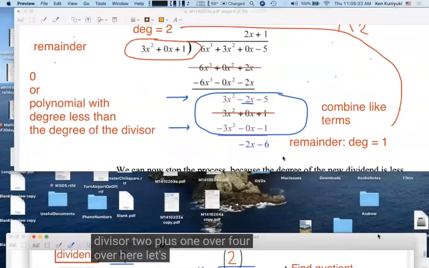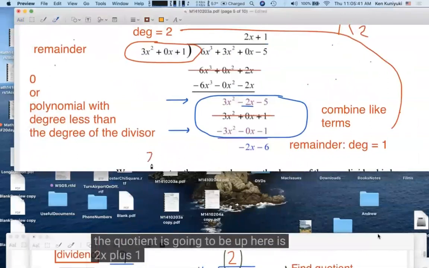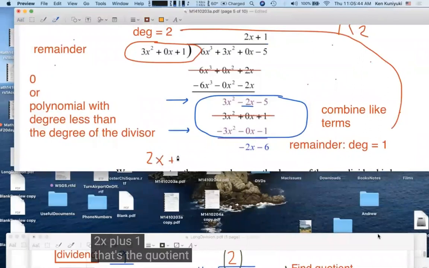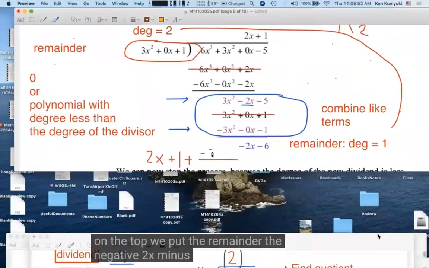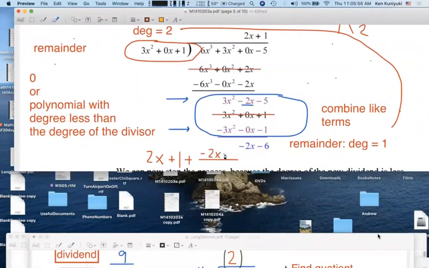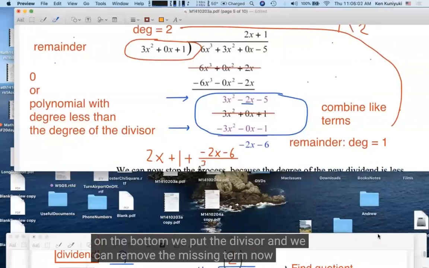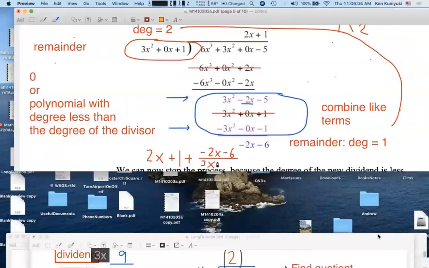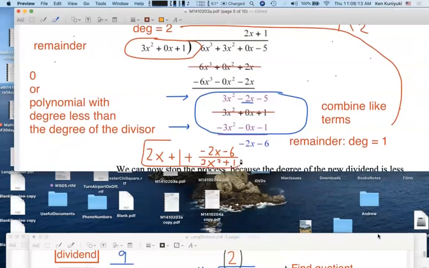Over here, let's do it. What's the quotient? The quotient is going to be, up here, 2x plus 1. That's the quotient. Plus a fraction, because the remainder is not 0. We're going to get a fraction. On the top, we put the remainder, the negative 2x minus 6. On the bottom, we put the divisor, and we can remove the missing term now. 3x squared plus 1. In fact, it's conventional to not have missing terms. Don't put the plus 0x. And we should be good.